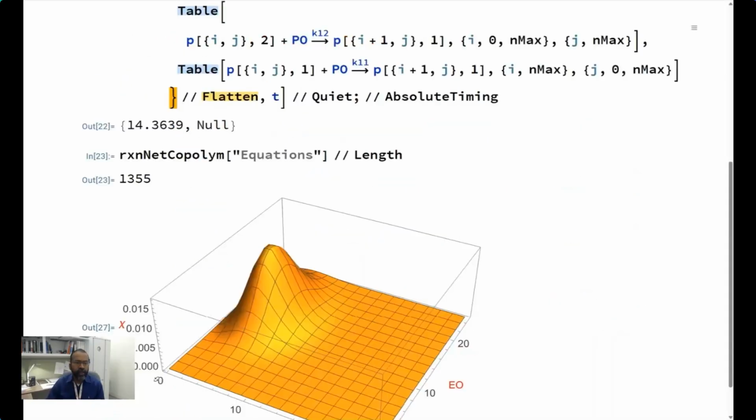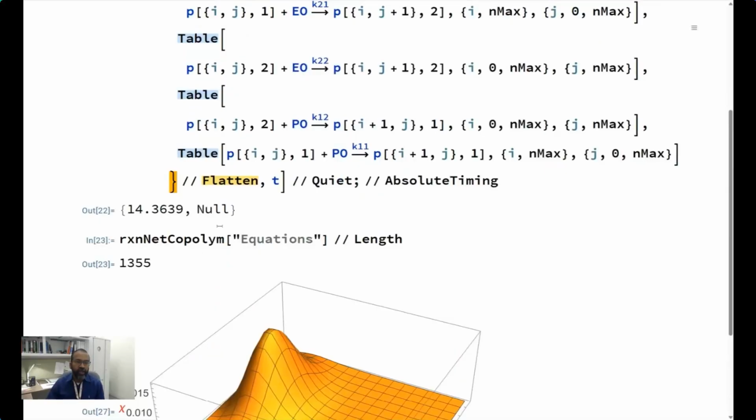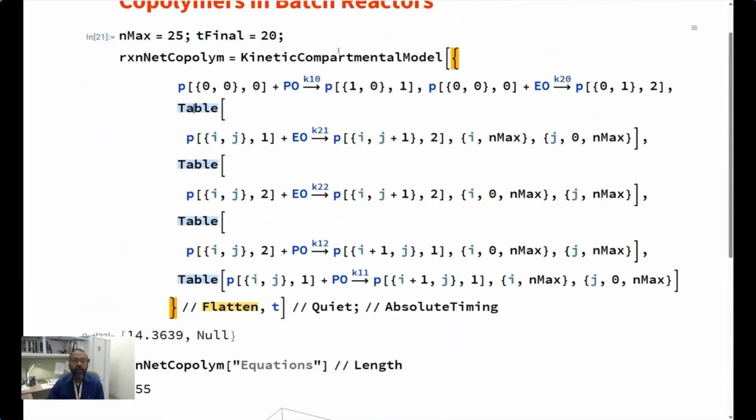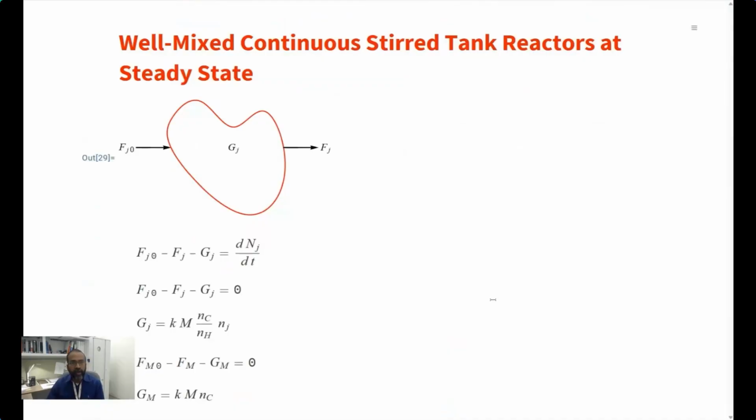Note that in this case, Table is iterating both I and j from 0 to the truncation limit. On my workstation, it took about 15 seconds to generate all the information for the model. And the number of equations for the specific system is 1355. I'm directly showing you the results, which is a symmetrical copolymer distribution. And that's only because I set all of these rate constants to be equal to each other.